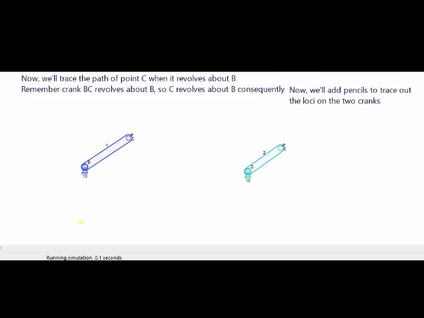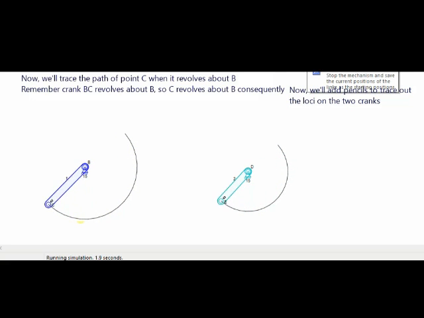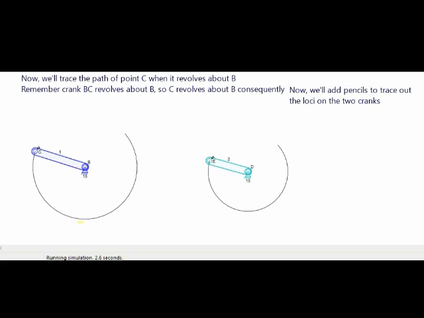Now I've run the simulation. So you can see it's tracing out every nanosecond, even smaller than that, so it's giving us a full circle. So with that, we know the locus of any point on the crank as it revolves forms an arc, and after a full revolution, it forms a full circle.